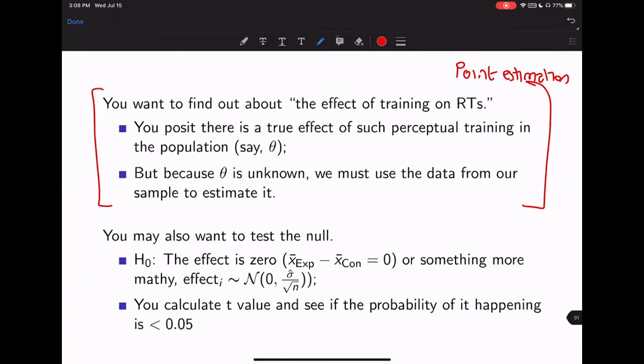Another thing you can do is this bracket here, and this is significance testing. You can ask if the effect you see, that 50 millisecond difference between the two groups, is consistent with the null hypothesis. And this is significance testing. So you set up your research this way. You collect data, and these are two things you often hope to do in your research.